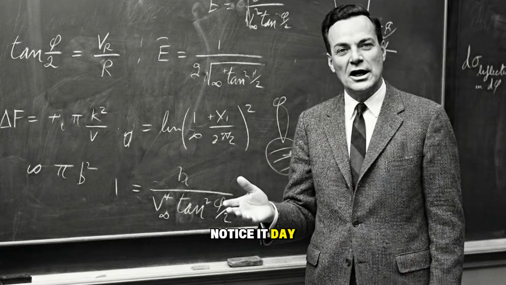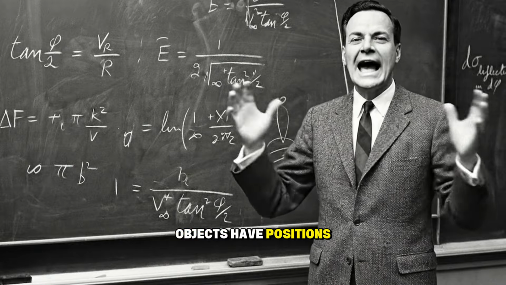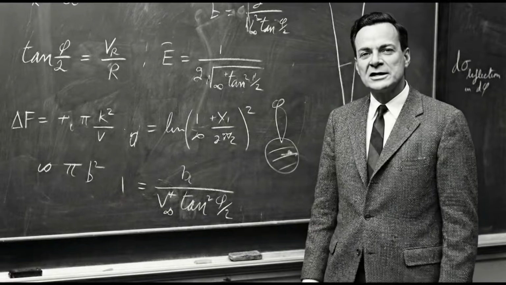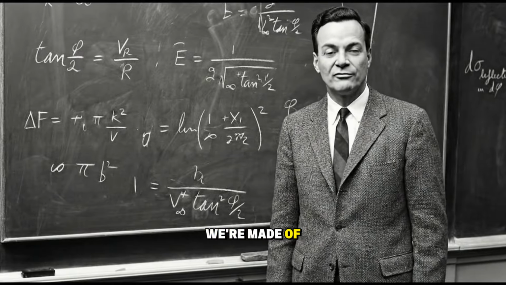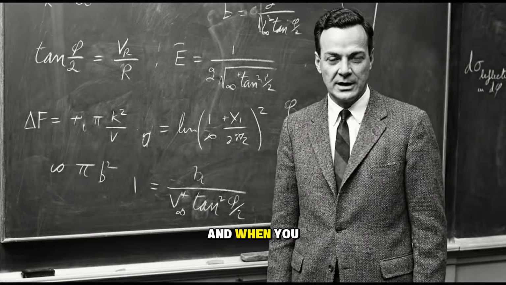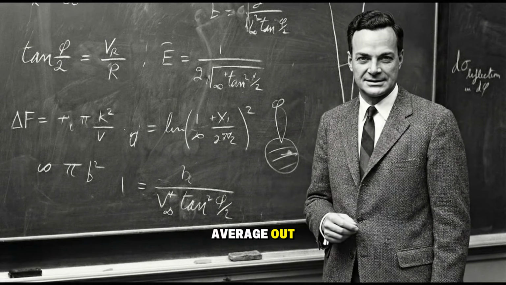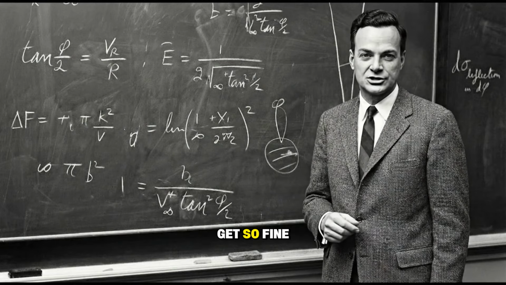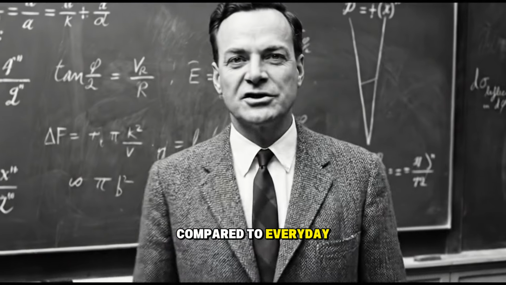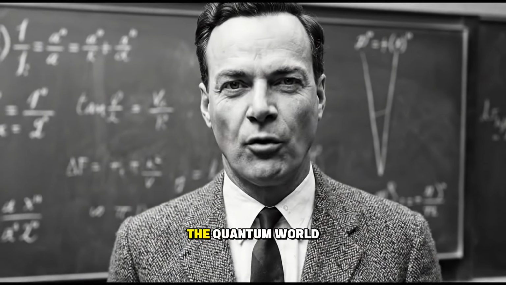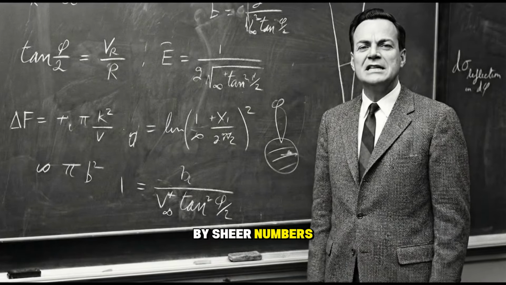And you don't notice it day to day. The world seems perfectly normal. Objects have positions, things take definite paths. Why don't we see the quantum strangeness? Because we're big. We're made of billions and billions of atoms, and when you have that many quantum particles together, the weird effects average out. The interference patterns get so fine you can't detect them. The uncertainties get so small compared to everyday scales that they disappear. The quantum world is always there underneath, but it's hidden by sheer numbers.